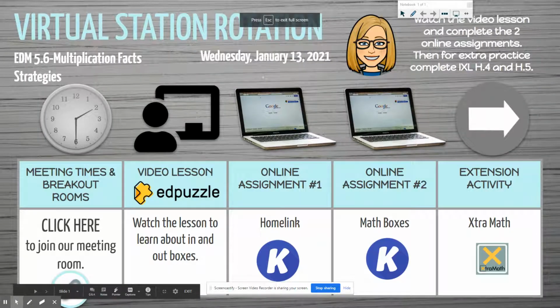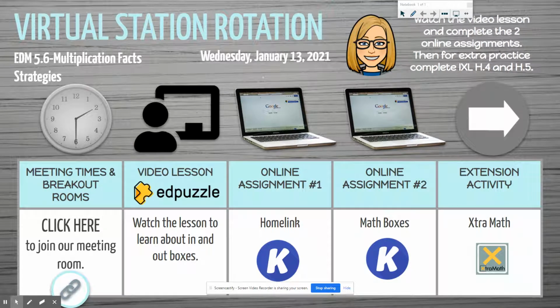Hey guys, so for today we're looking at Everyday Math Lesson 5.6, which is looking at multiplication fact strategies. This will be like the second or third day that we've been looking at this. So your assignments for today are going to be the home link, math boxes, and then I want you practicing on extra math, your math facts.